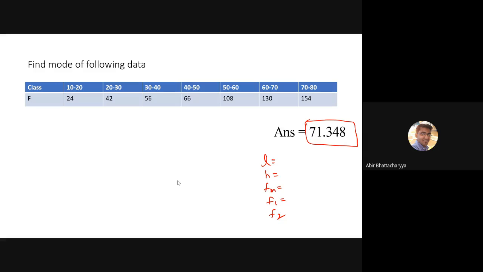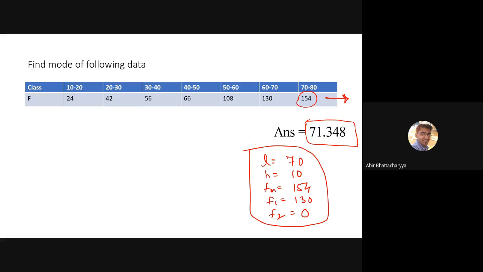Okay, so in this case, this is your maximum frequency class, so L equals 70, H is 10, FM is 154, F1 is 130, but there is no succeeding frequency present, like the next frequency. So nothing present means it's going to be zero. You can easily verify the answer is 71.348. Since the succeeding frequency is not given, we have to assume that it is going to be zero. Okay, go for the next question.